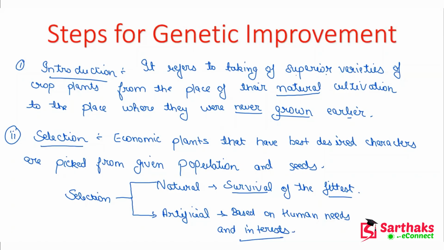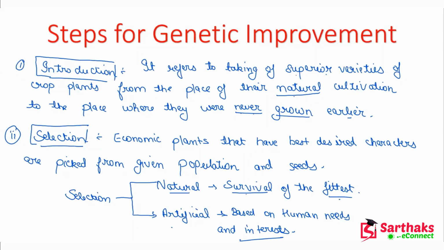So we have studied two topics here. The very first is introduction. That means that we are taking the crop from their natural vegetation to a vegetation where they were never grown earlier. And the selection is done on the basis of two processes. The very first one is natural, that is the survival of the fittest, and the second is artificial, that is based on human needs and interest.